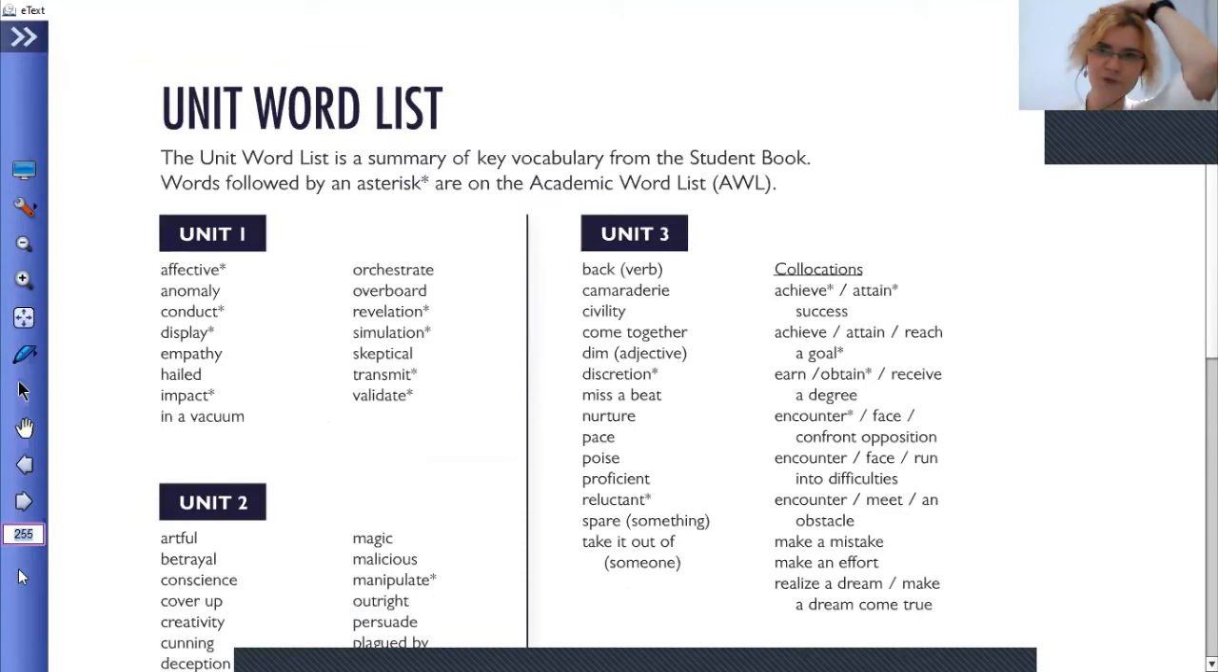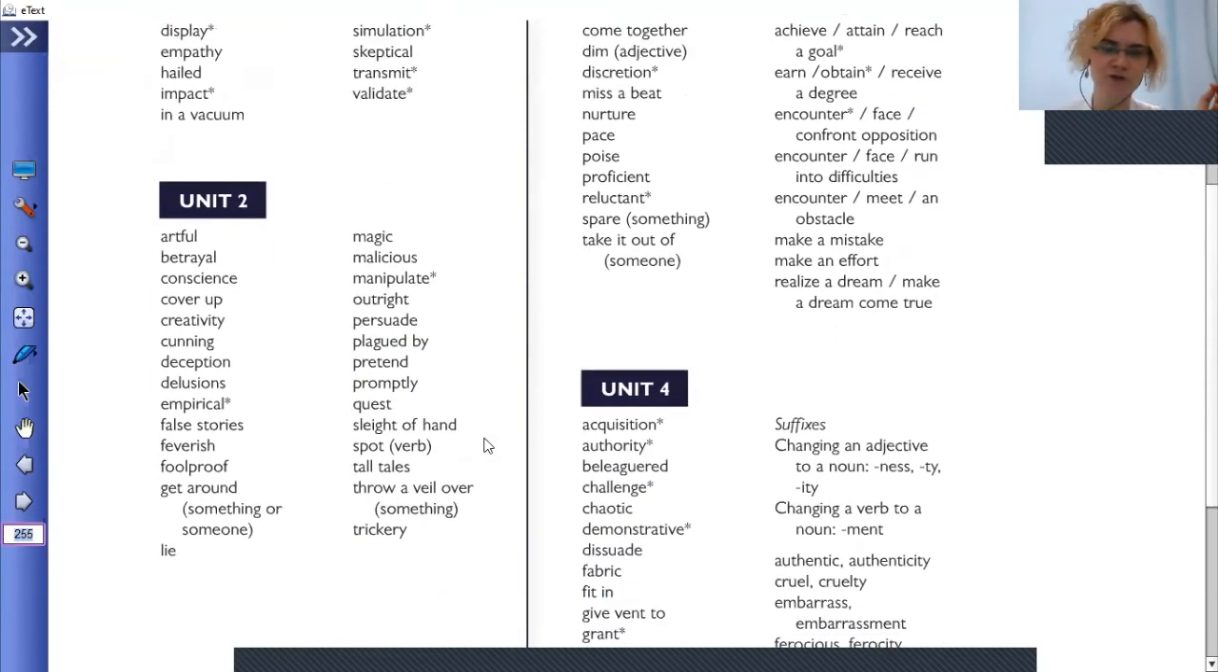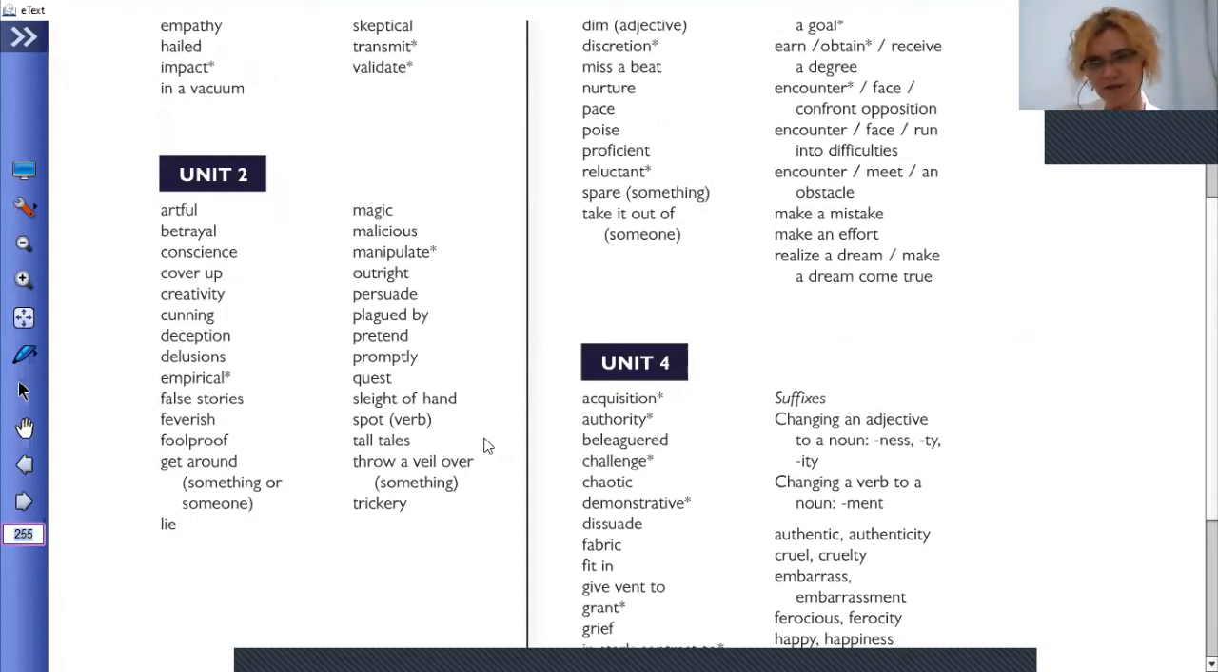Then you can see the word list. Now, here we go, Unit 2. So this is the vocab for Unit 2. Use it. It will come back in your unit test and should be used for your writing.